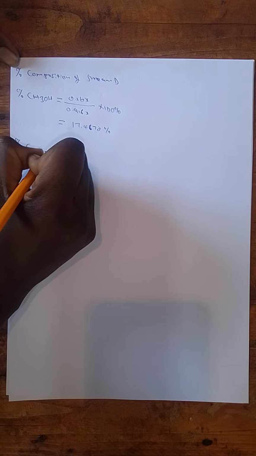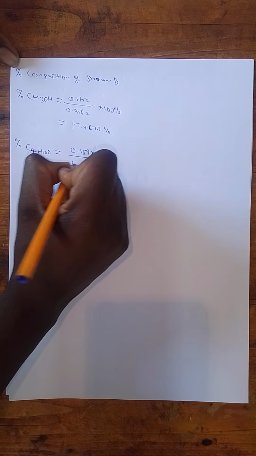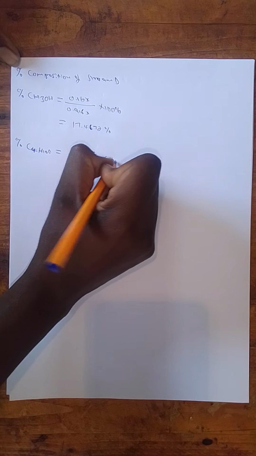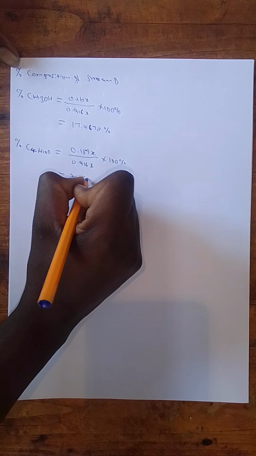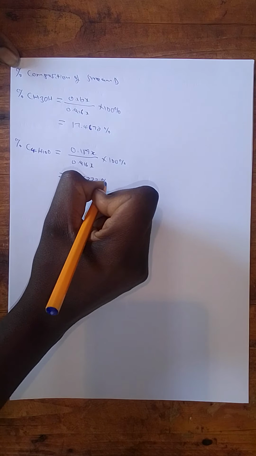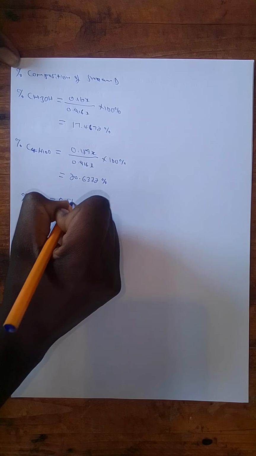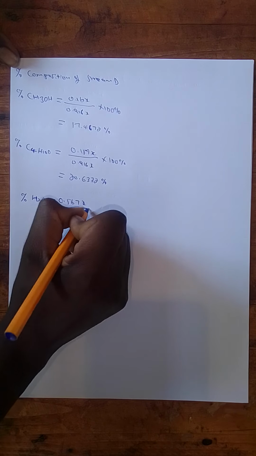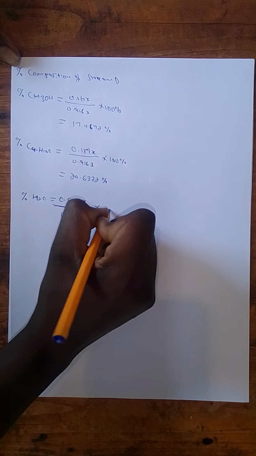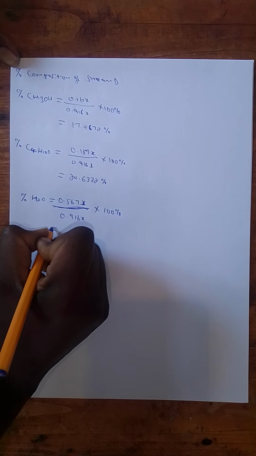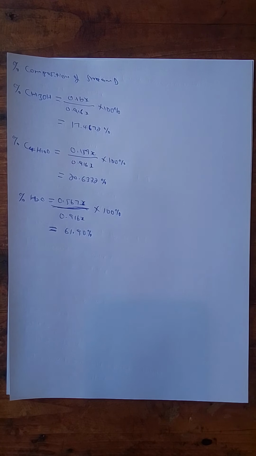And then the percentage of butanol, which is C4H10O, is equal to 0.189x all over 0.916x multiplied by 100%. And if you use your calculator, it gives you 20.6332%. And then the percentage water, percentage H2O, is equal to 0.567x all over 0.916x multiplied by 100%. And if you use your calculator, it gives you 61.90%. So this is now the percentage composition of stream D.